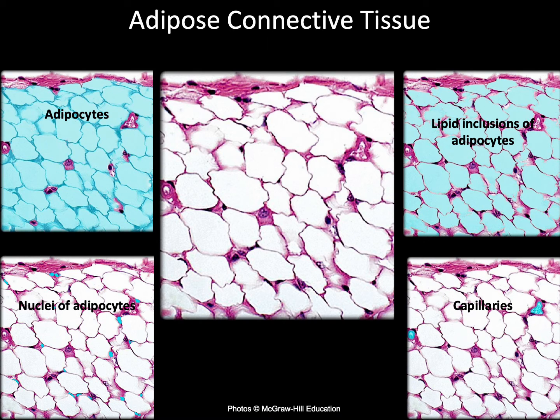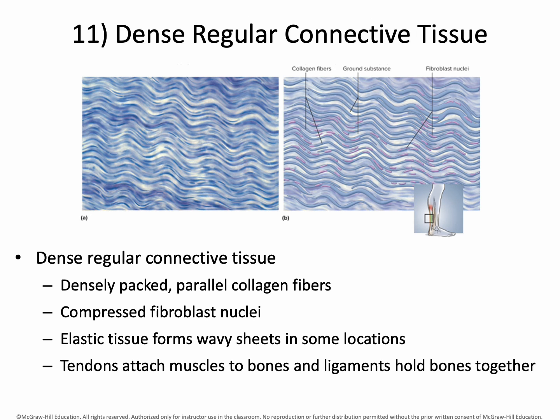You can see the occasional nuclei of the adipocytes between the large vacuoles here and there. Dense regular connective tissue, again, has parallel collagen fibers. Sometimes they'll pick up a bit of a wave in some areas, but think tendons, ligaments, things that are very strong. It's flexible, but it's not very well stretched.